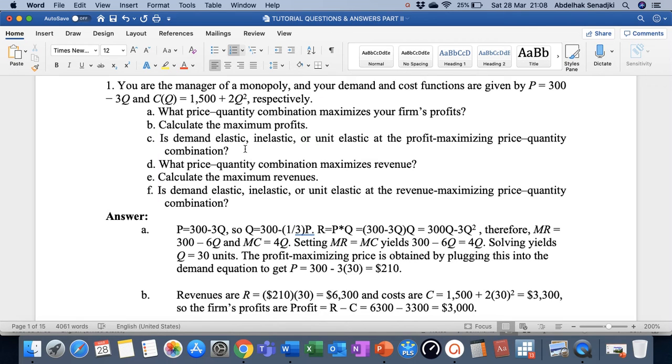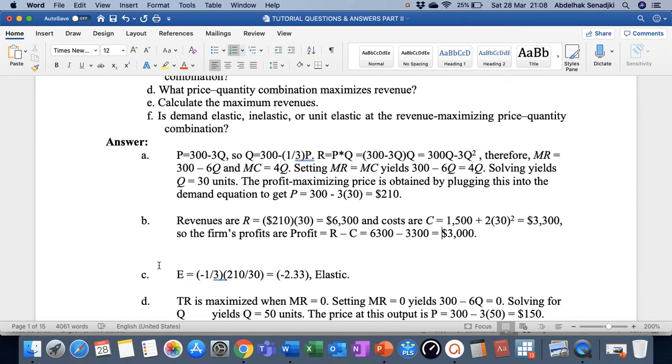So now the question is, is the demand elastic, inelastic, or unit elastic at the profit maximizing price quantity combination? So here we calculate the elasticity. Elasticity, if you remember, equal to this coefficient of the price, right? Minus 1 divided by 3 times the price divided by the quantity. How much the price? 210 divided by quantity 30, and equal minus 2.33, which is elastic. So the demand is elastic.